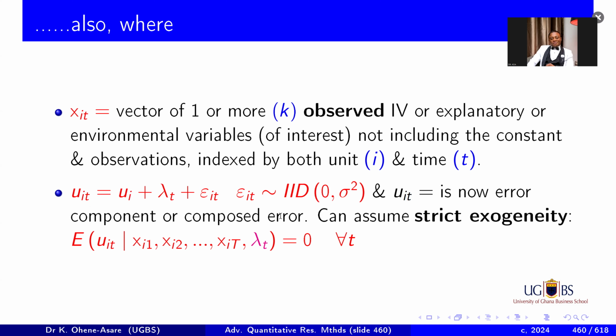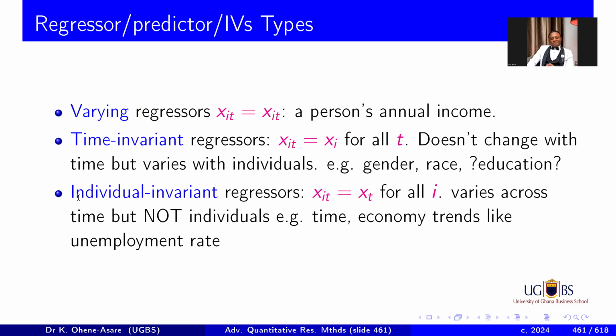You can apply exogeneity to this composed error. You can assume strict exogeneity. But then the independent variables can be 3 different ones, actually. You can have some of the regressors which are varying. Varying regressors are those independent variables that are changing. They are not static, they are dynamic. A typical example is your income. Your income is rising and falling every time.